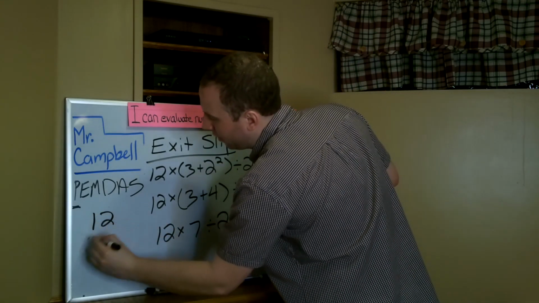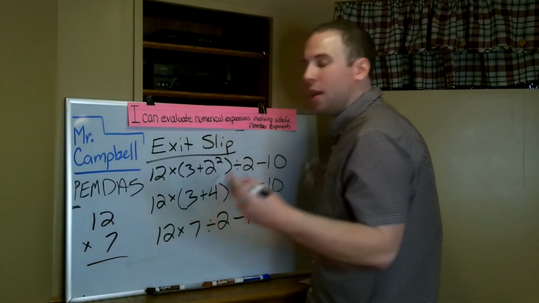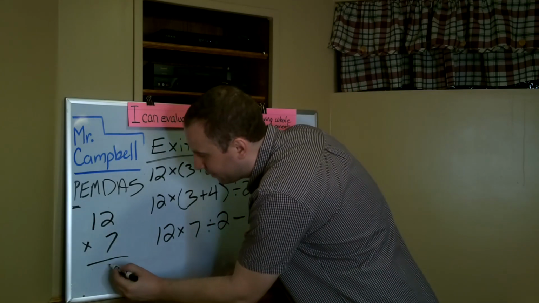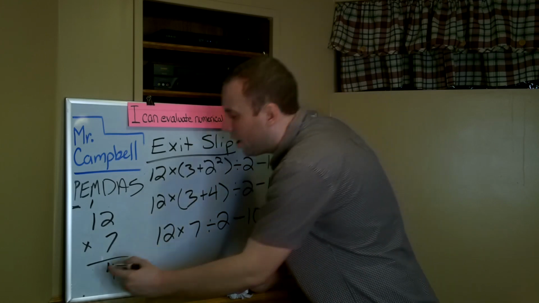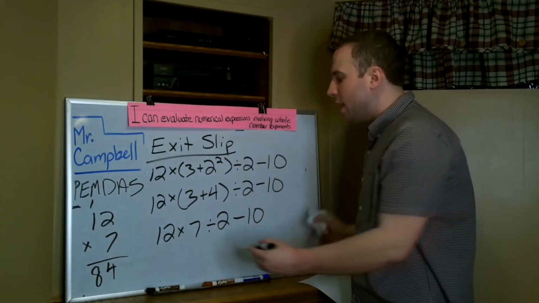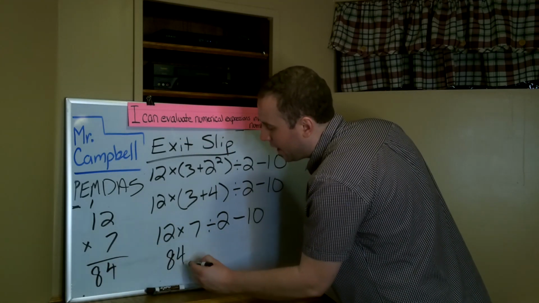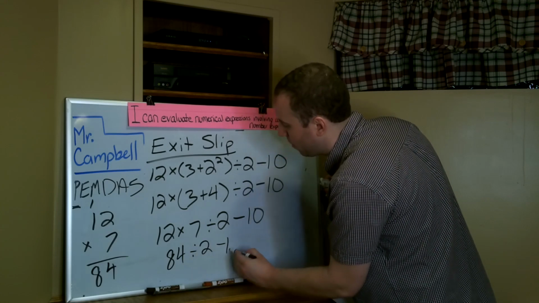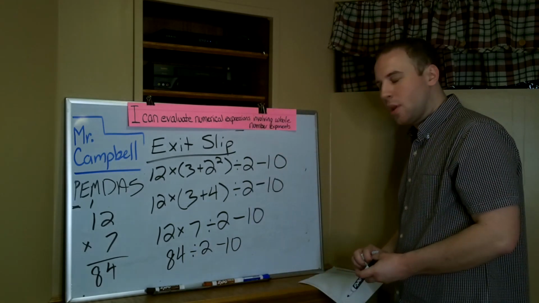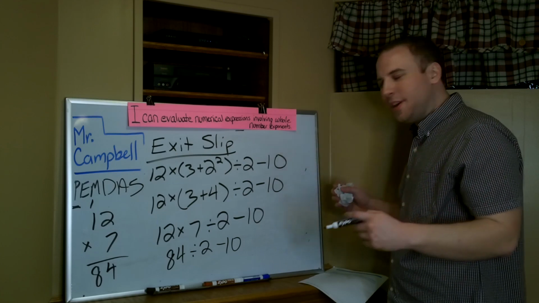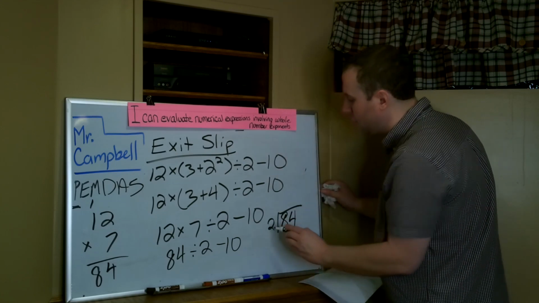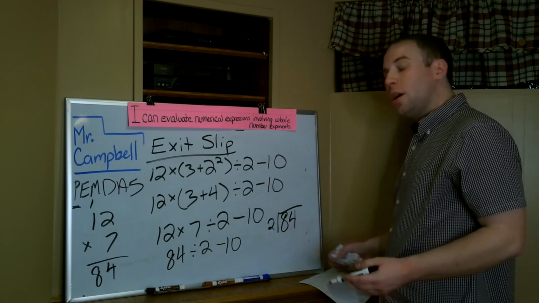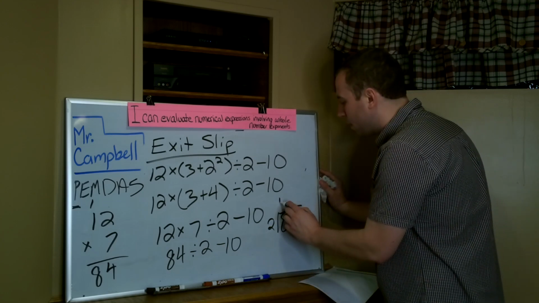So 12 times 7. 7 times 2 is 14. 7 times 1 is 7. Add 1 is 8. So we get 84. 84 divided by 2 minus 10. What comes next? Division. 84 divided by 2. 2 goes into 8 how many times? 4.